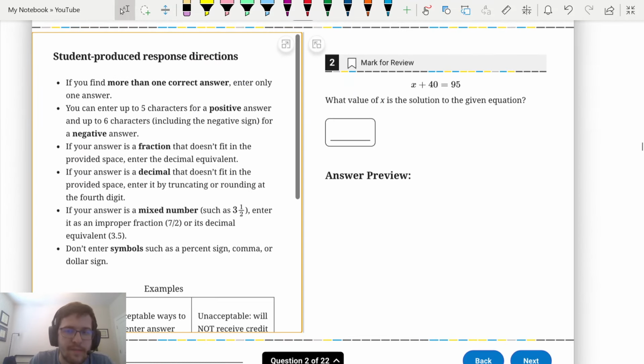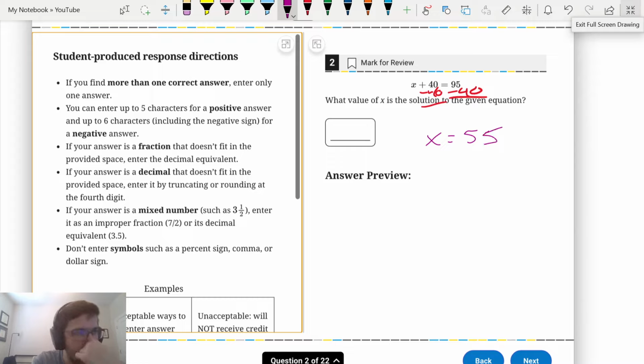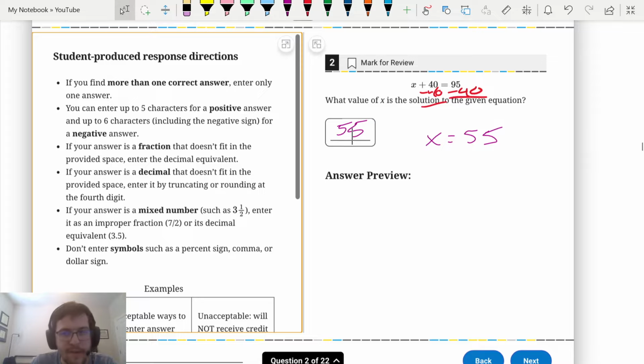All right, next question. Okay, x plus 40 equals 95. So we need to transpose the 40 to get the x by itself. It's being added. The opposite of addition is subtraction. So we're going to subtract 40 from both sides, and we get x equals 55. If you have an equation solver on your calculator, like the TI-84 Plus CE, you could just use that if you want. Again, you want to know how to do these questions anyway. So, all right, the answer is 55.